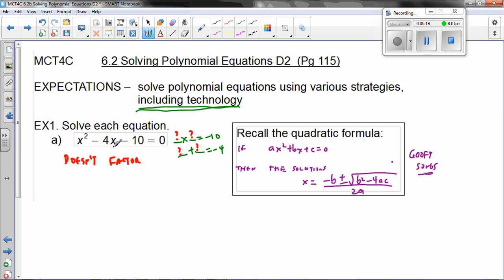But we can use that to solve these equations that don't factor. Just have a look. There's the quadratic equation, and you've got it memorized, of course. Who doesn't? How would you get by normal life not knowing the quadratic equation?